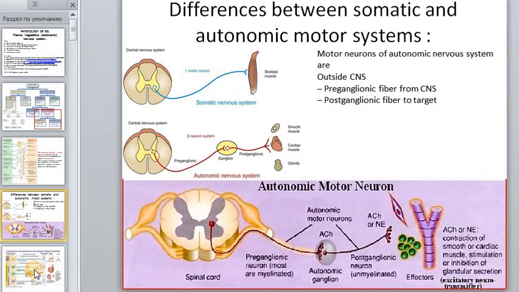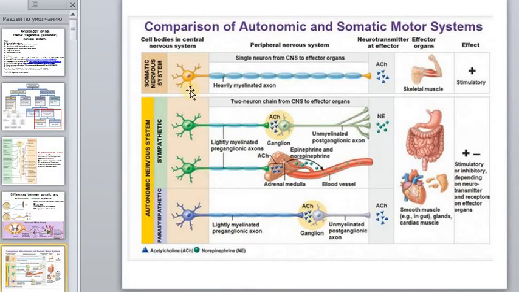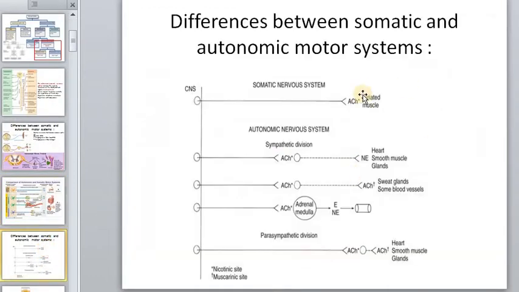Next one, the somatic nervous system releases the transmitter acetylcholine, while the autonomic nervous system releases acetylcholine or norepinephrine. So in the somatic nervous system, only acetylcholine works. The autonomic nervous system can use acetylcholine and norepinephrine and even epinephrine. Here we see this case, norepinephrine and epinephrine. Sometimes we say noradrenaline or adrenaline.